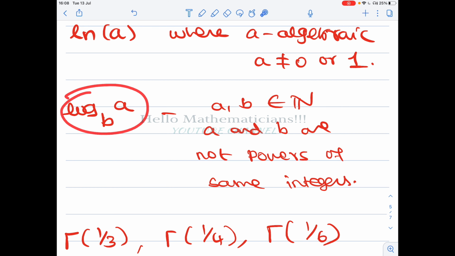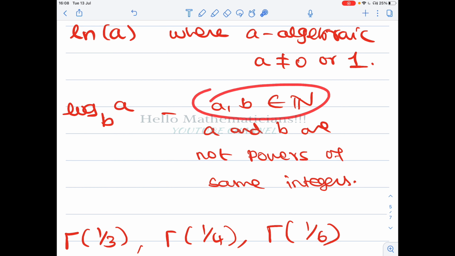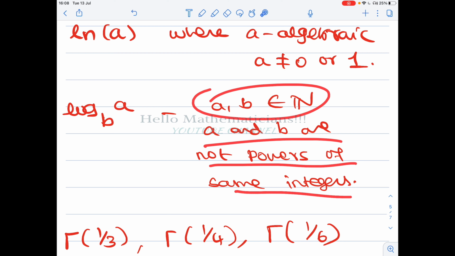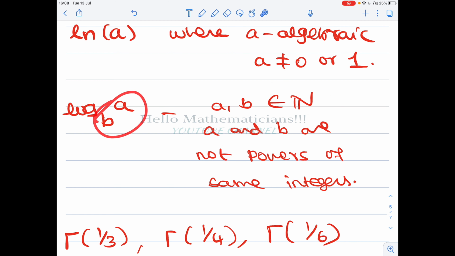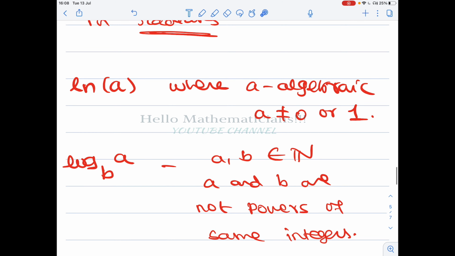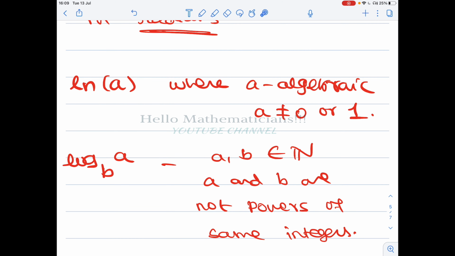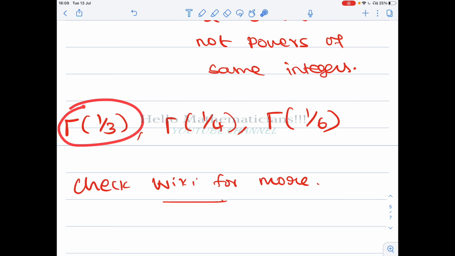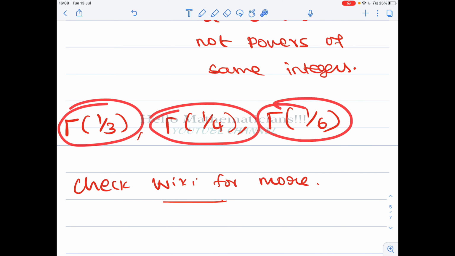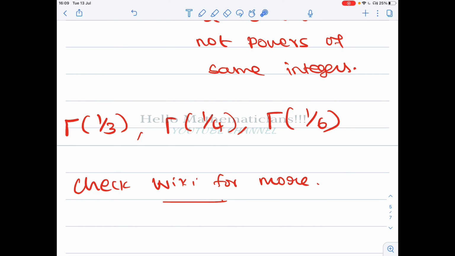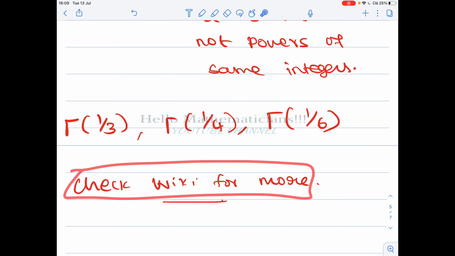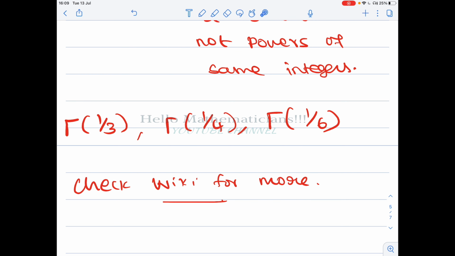Then log base b of a, where a and b are natural numbers, and a and b are not powers of the same integer. If you take such a and b, then log a to the base b is a transcendental number. Similarly, the gamma function evaluated at some rational numbers is also known to be transcendental. Just check Wikipedia about transcendental numbers, there are huge results, many examples and interesting facts given about transcendental numbers.